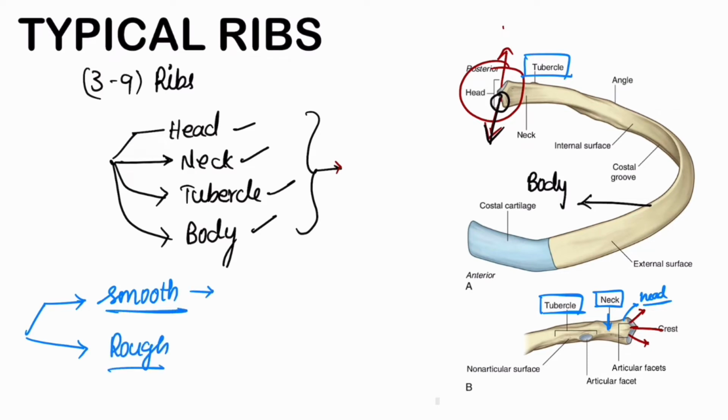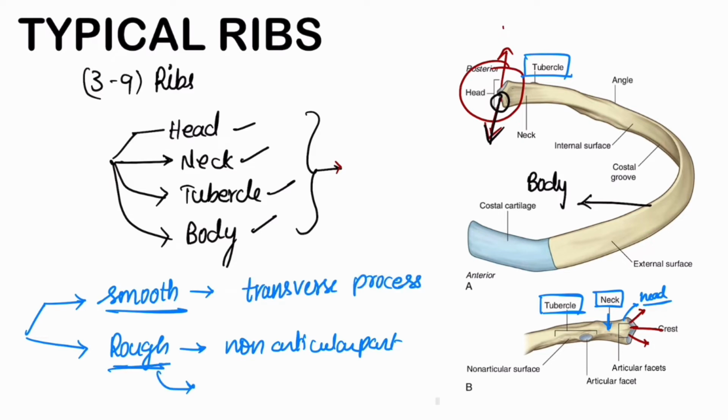Smooth part is the articular part and the rough part is the non-articular part. The smooth part articulates with the transverse process. Into the rough part, the costotransverse ligament is attached.